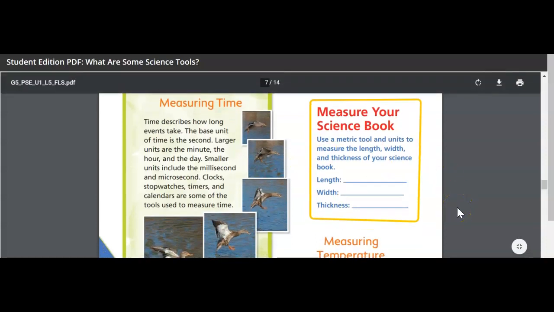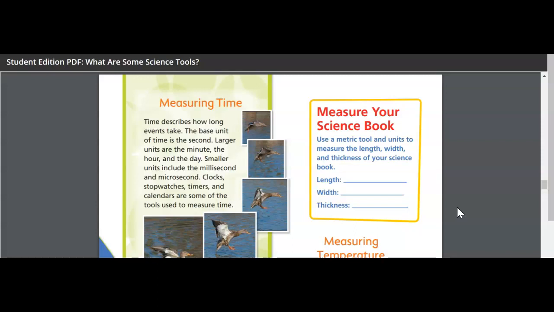system. So now we're talking about measuring time. Time describes how long events take. The base unit of time is the second. Larger units are the minute, the hour, and the day. Smaller units include the millisecond and microsecond. Clocks, stopwatches, timers, and calendars are some of the tools used to measure time.